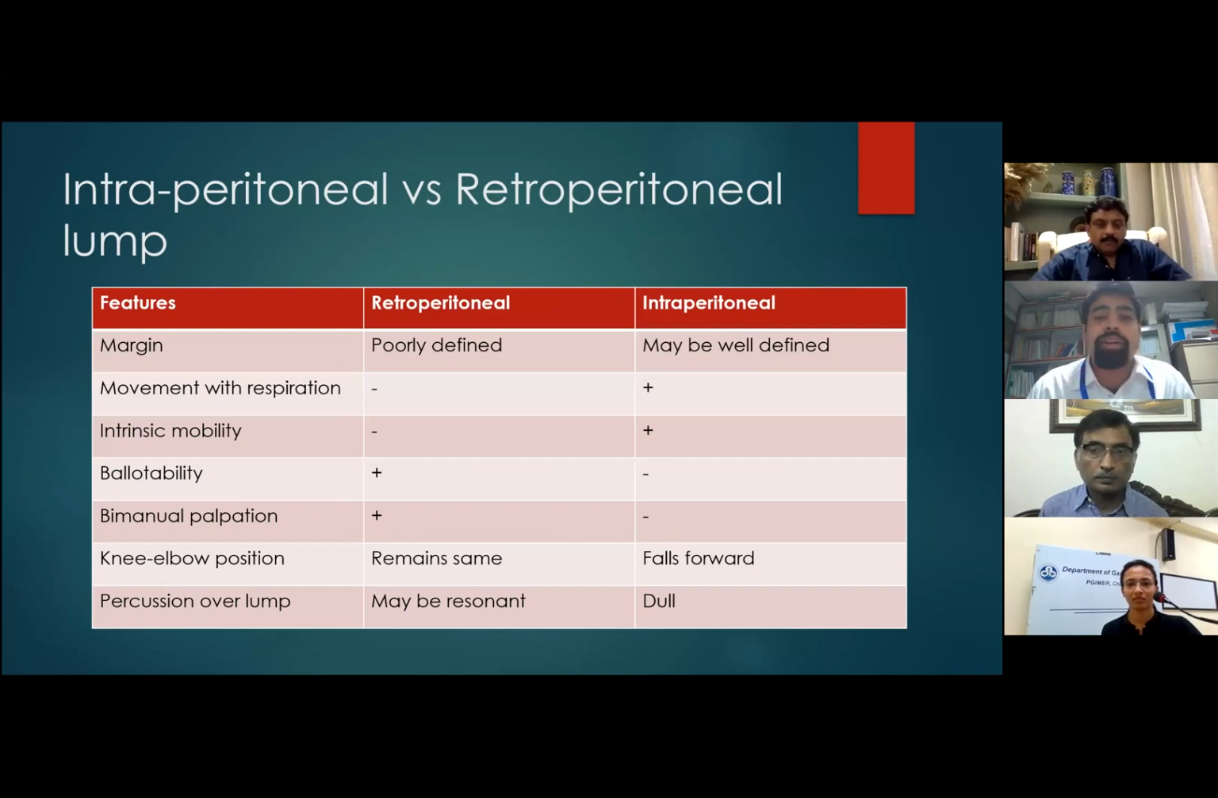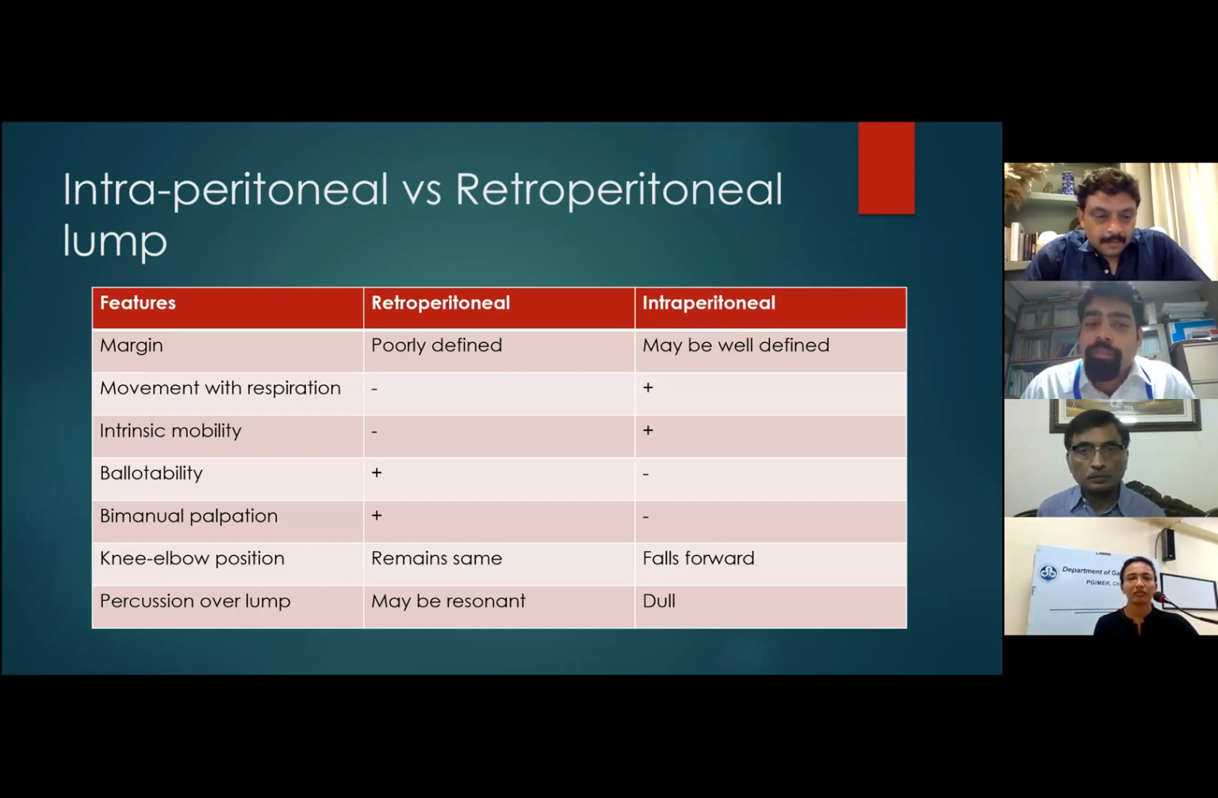Once you have localized that the lump is intra-abdominal, you further need to differentiate whether it is intraperitoneal or retroperitoneal. There are a number of factors, but remember that these are not infallible and gospel truths. There can be variations, so you don't need to just take one point and make your diagnosis based on it. You need to consider a number of factors while you try to localize the lump, because there can always be exceptions.